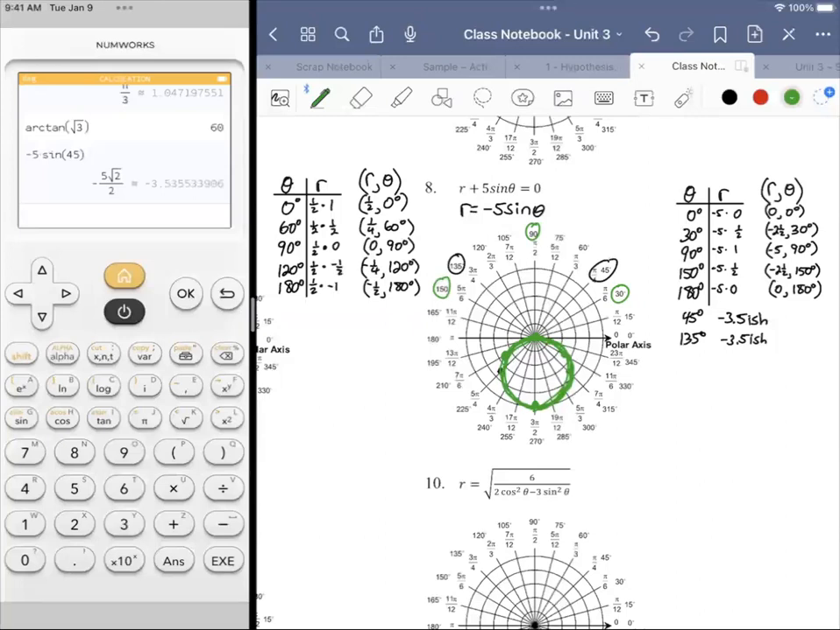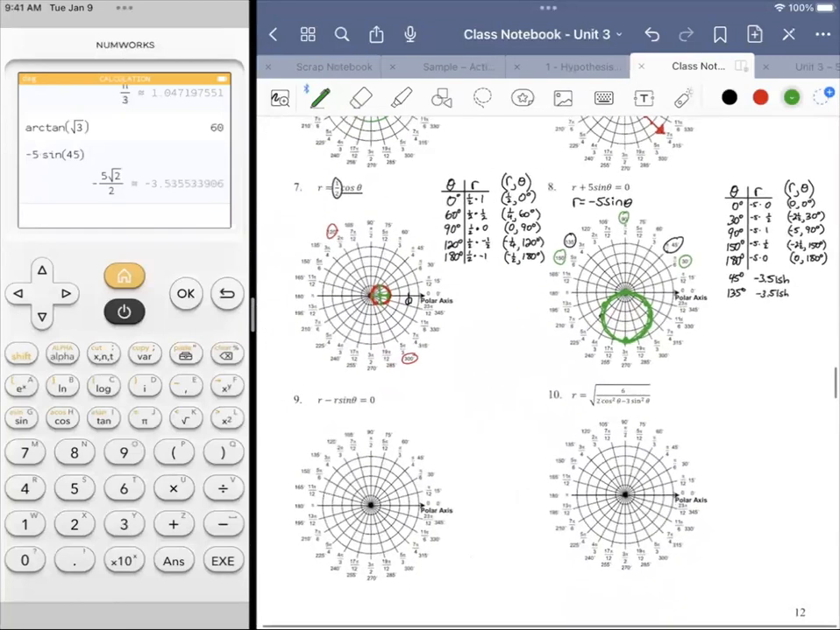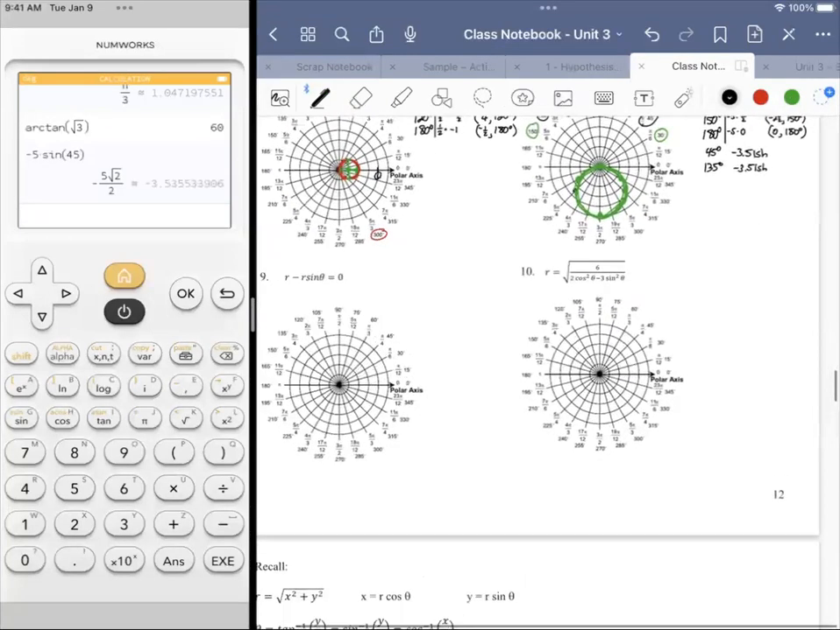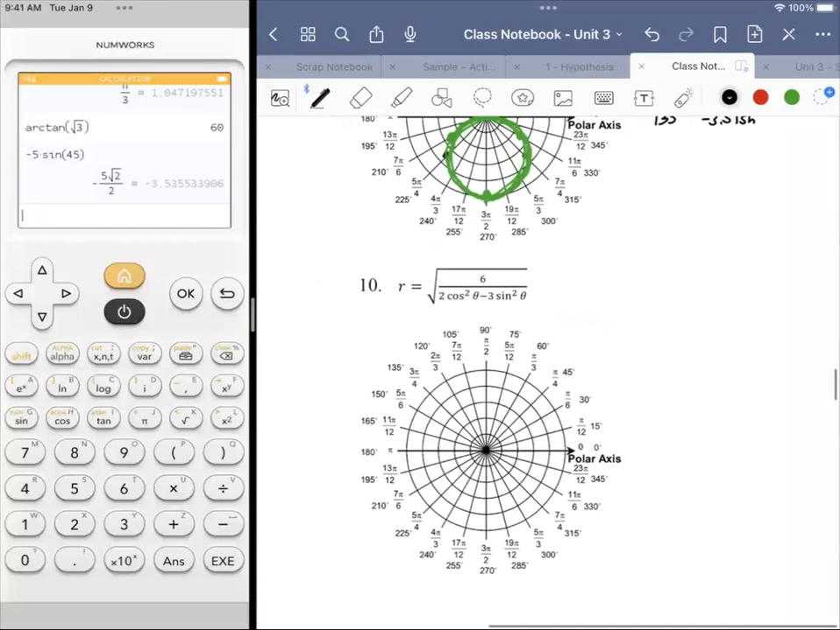Now, another thing that you could do to get a sense of the shape would be to convert this over into rectangular coordinates, which is another topic that we have to talk about. But I wanted to do one more, an instance where it's a little kookier, all right? So number 9, I'm going to put a star on. We'll save that to get us started next time. But I'm looking at you, number 10.